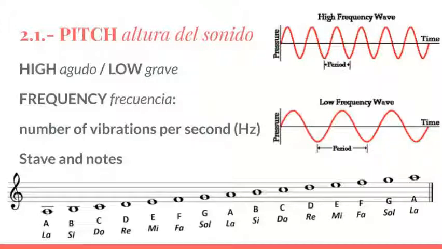A high sound has a lot of vibrations or periods per second, a lot of Hz, while a low sound has few vibrations or periods per second, not many Hz. We use the stave, or staff, and the notes to represent the pitch.